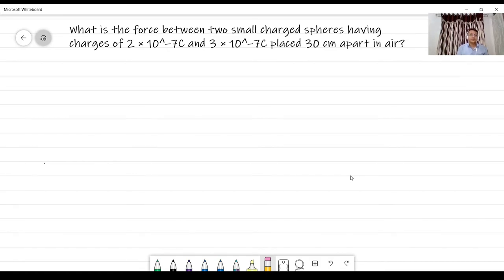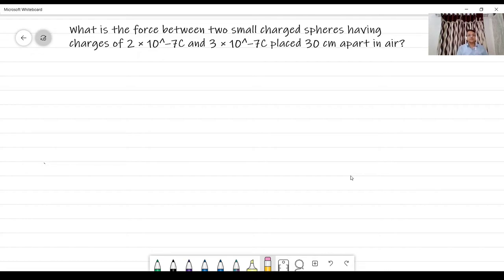Today we are going to discuss numerical problem practice on Coulomb's law. The basic things about Coulomb's law and the vector formulation of Coulomb's law I have discussed in my last video. In this video we are going to discuss three numerical problems based on that concept which I have discussed already in the last video. So one by one I'm going to start.